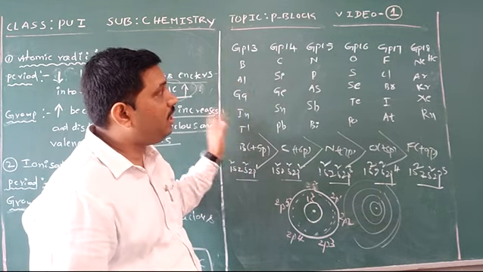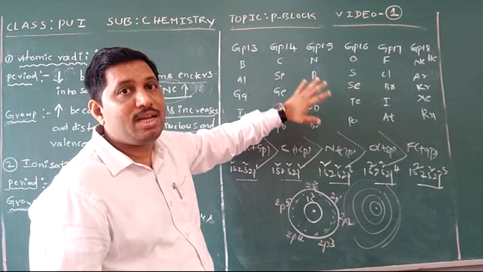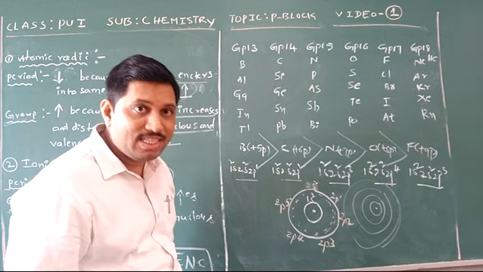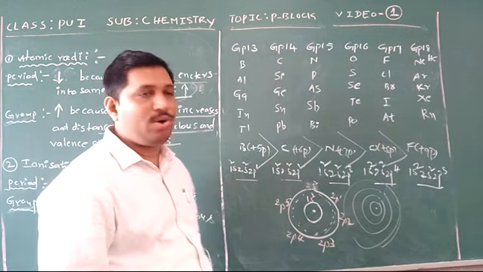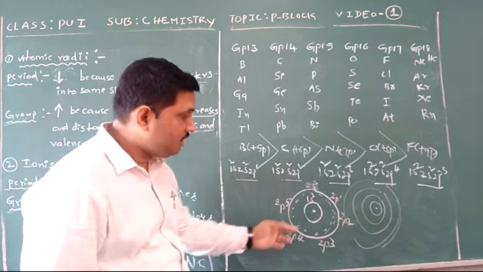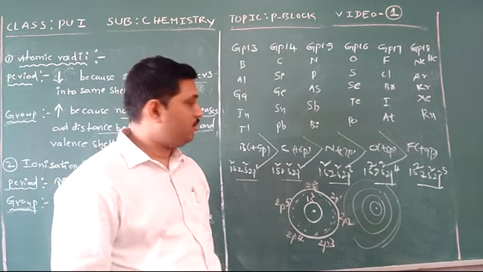Not only this group, students, in every period and every group, the atomic and ionic radii as well as ionization enthalpy follow the following order. This effective nuclear charge is more concentrated today. Copy this, students.